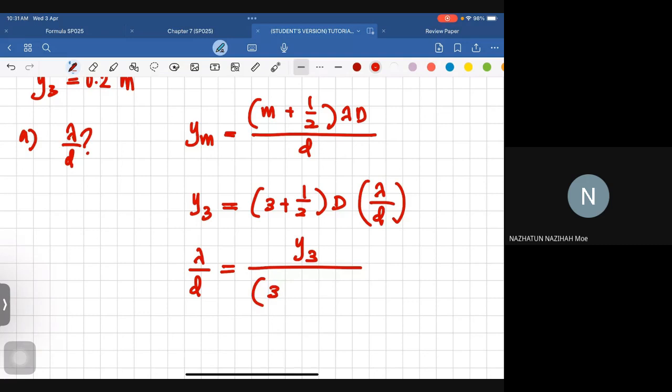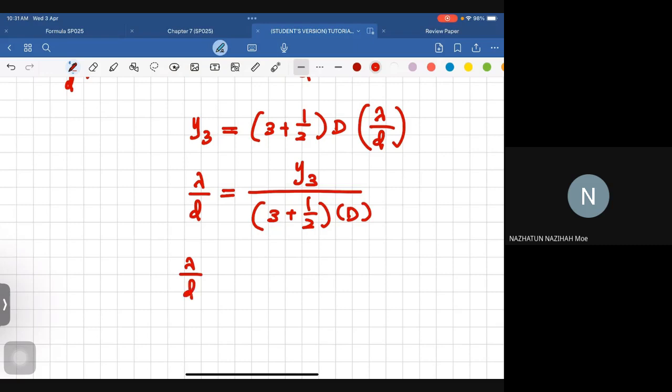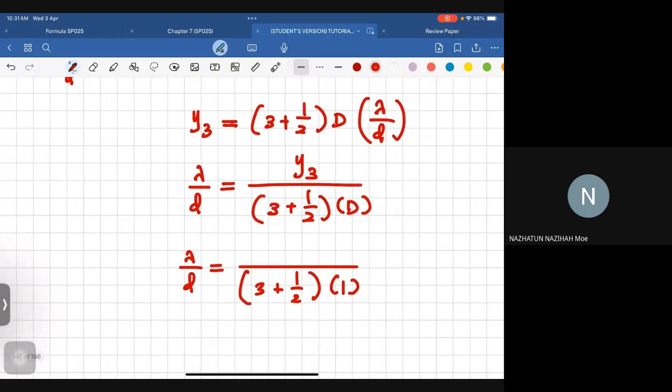Y3 equals 3 plus half, D. Okay, so kamu substitute je lah. This is 3 plus half. This is 1. Oh, wait, I forgot. Okay, so first, before that, dia cakap the third order minimum are 0.2 meter apart. So what you should remember is, kita kena ingat our pattern ada positive and negative. So kalau kita ingat di sini kita punya central. Okay, so di sini central lah. Terlalu pendek kan ni. Okay, so ini central.